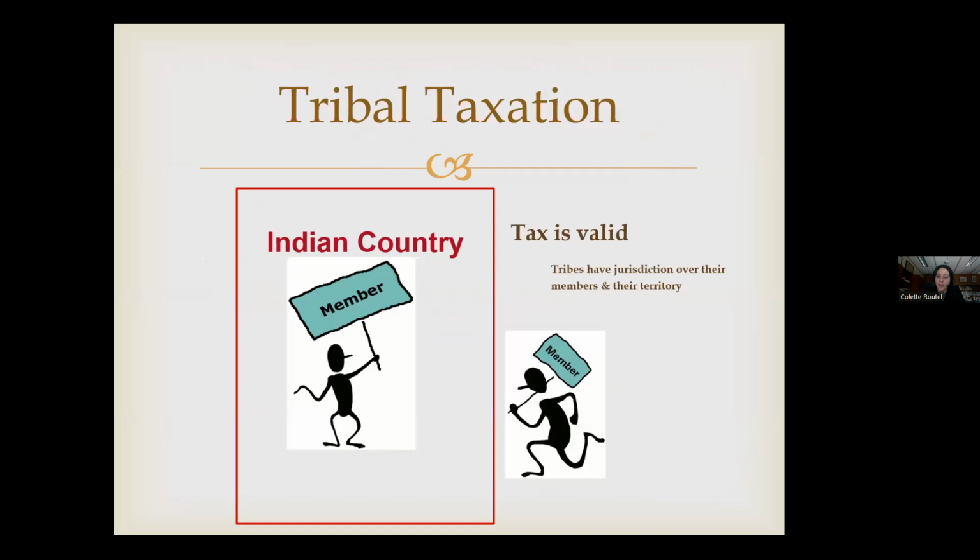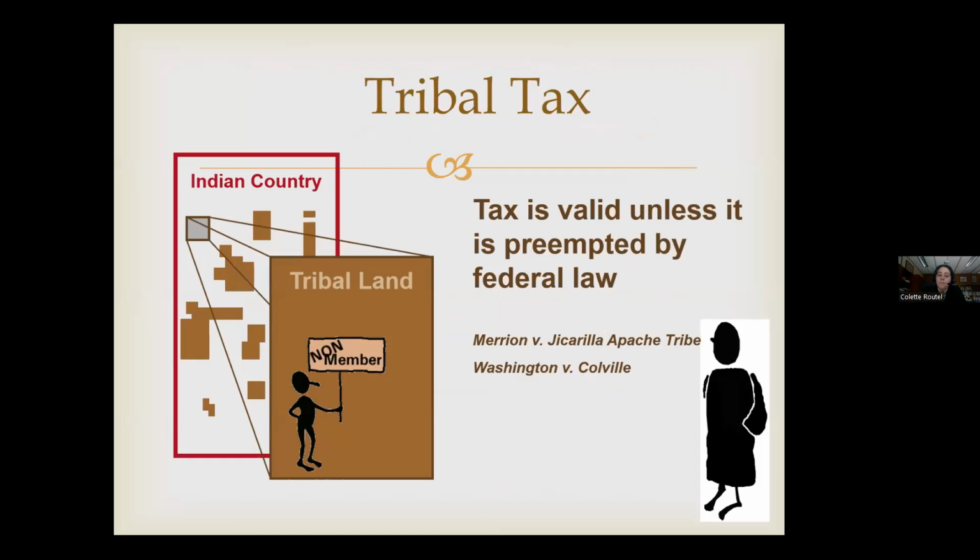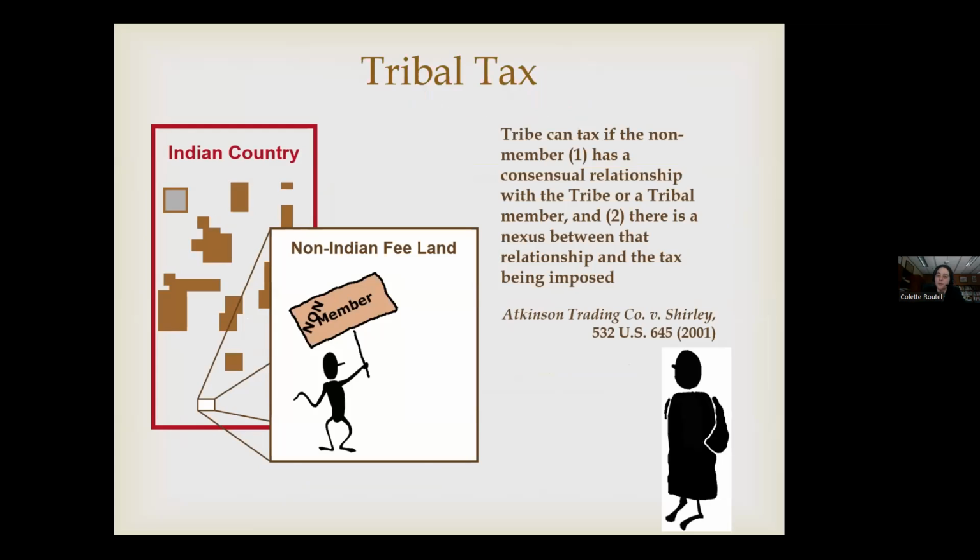The tribe can always tax its own members, and that's true even if its own members are off the reservation, and that fits the rules that we just talked about. But the tribe is unlikely to be able to tax non-members, including non-Indians, unless the tax is taking place on tribal land. And that's because, remember, if it's on non-Indian owned land, we have to fit one of the Montana exceptions, like a consensual relationship.